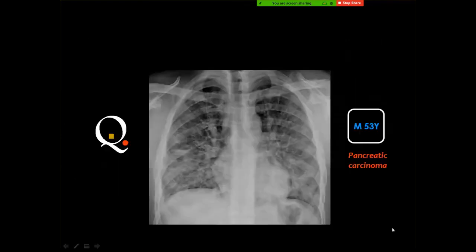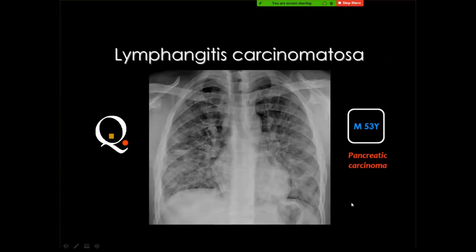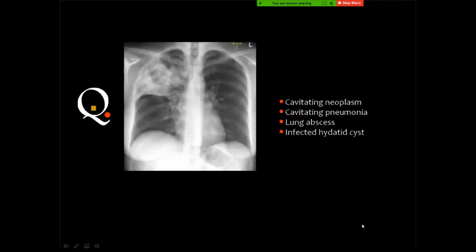Then what do you think? Lymphangitis carcinomatosa. Yes, very good. Reticular shadow, and you see extensive interstitial opacities in the presence of a known primary malignancy, then you diagnose this. What do you think?